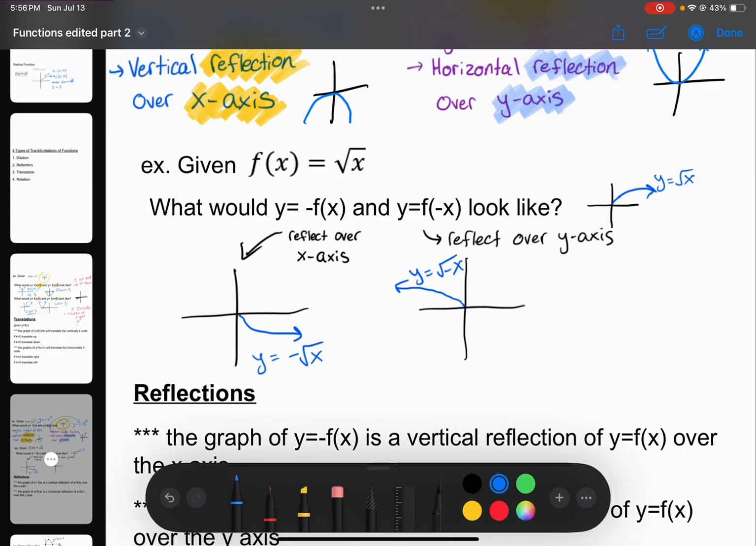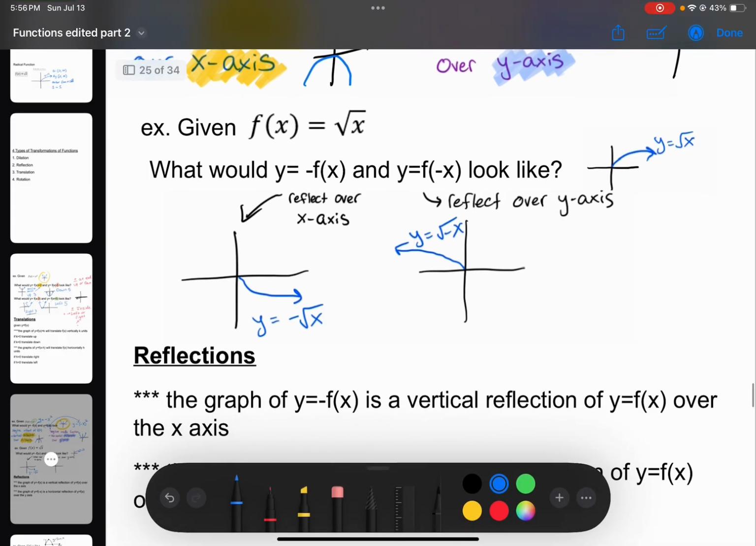Okay. Now we have the parent function square root of x. So if we had a negative in front of this function, that's like the negative square root of x. This is a reflection over the x-axis. Negative is in front. So here's like a little sketch of our parent function. So it would now go over the x-axis, look something like this.